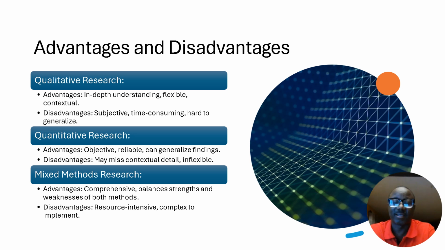Disadvantage of quantitative data is that it may be hard to generalize. But with quantitative, it's objective, it's reliable, and can generalize findings. You are dealing with numbers. The numbers are there. Once you use the right statistical tools and methods, you'll be able to get the findings. For disadvantages, you may miss contextual detail, it's inflexible. Compared to the qualitative data, where it is flexible, this one is inflexible because you deal with numbers, the numbers are there, that's it.